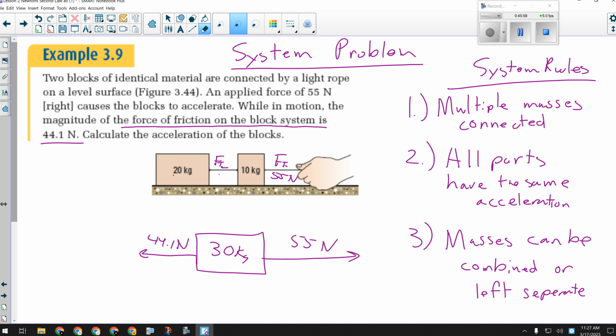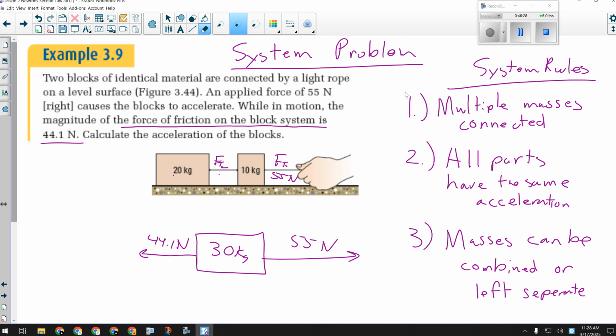Both blocks are going to have the same acceleration because every part of a system has to have the same acceleration as the system itself. There's no one part within the system that can accelerate at a different rate. Otherwise, one of those ropes is either breaking or going slack for no reason, and the 20 kilogram mass will pass the 10. If the only force is me pulling forward and friction going back, there's no way the 20 passes the 10. Would you agree?